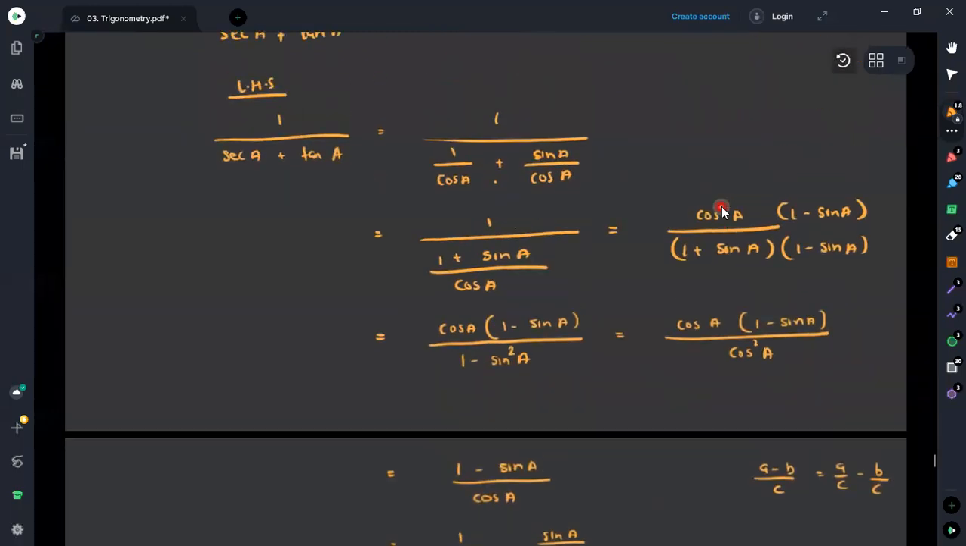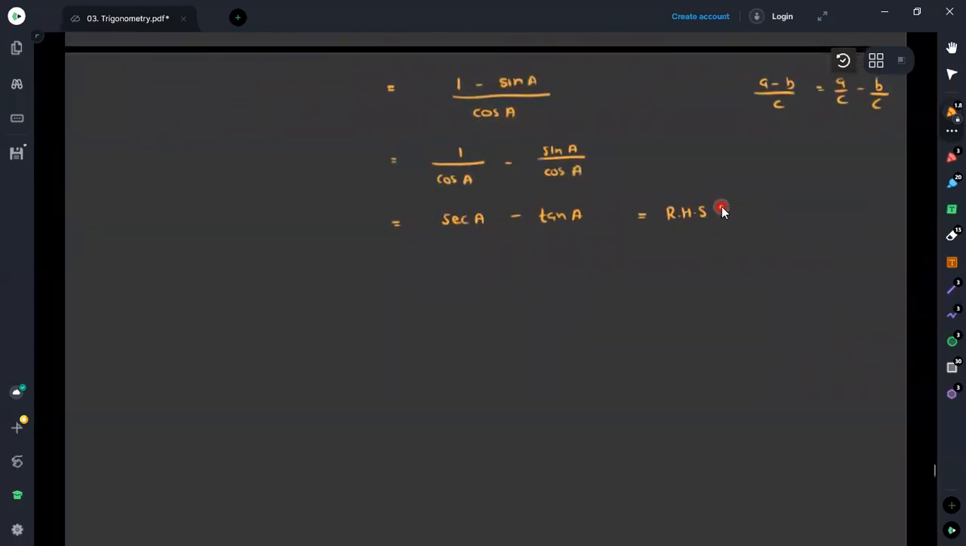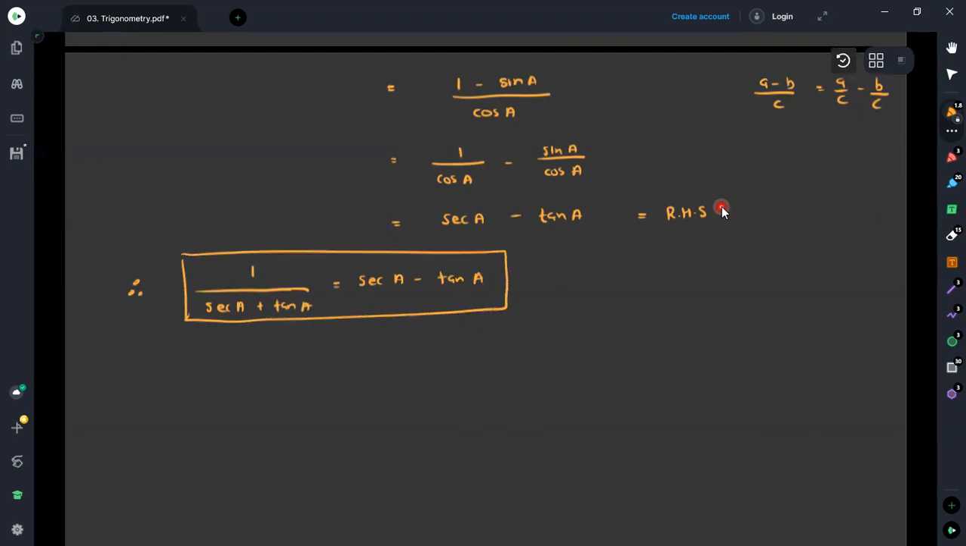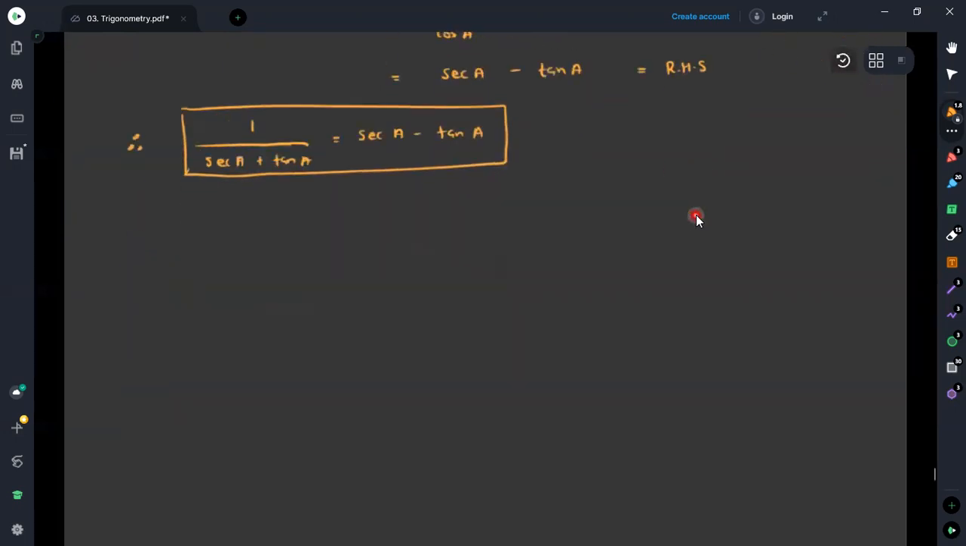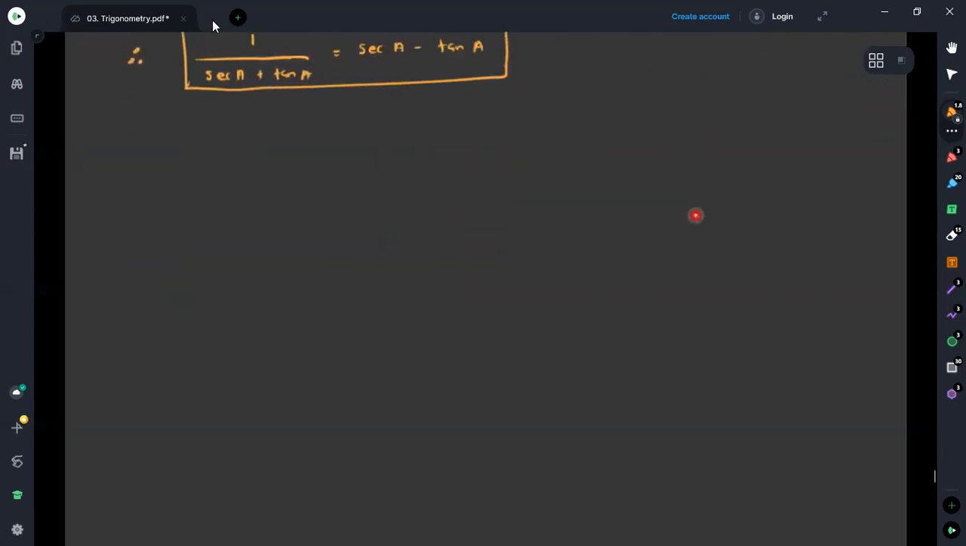Therefore, we can say that 1 over sec A plus tan A is equal to sec A minus tan A. Therefore, this is what we wanted. And now the third identity to prove.